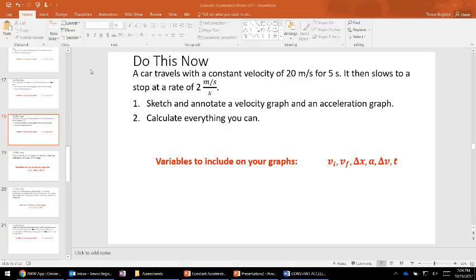So here we've got a car traveling with a constant velocity of 20 meters per second, and it does that for 5 seconds. After 5 seconds, it comes to a stop at a rate of 2 meters per second for every second. And so we're going to sketch a graph, and then we're just going to calculate everything that we can here.